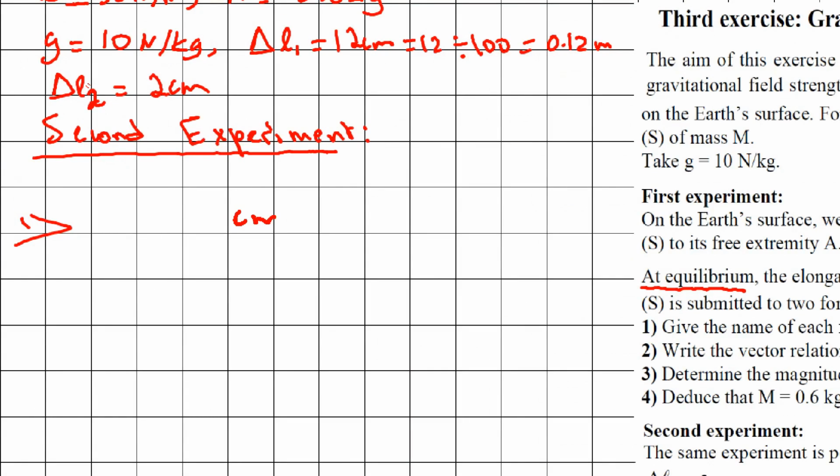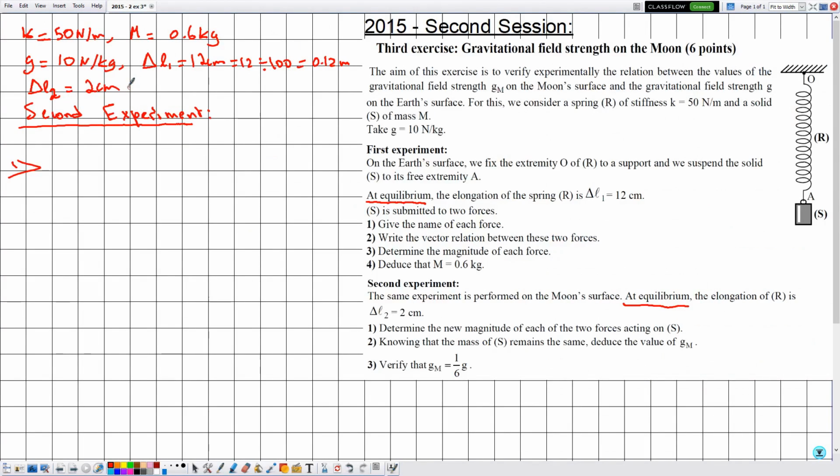Knowing that centimeter is not the SI unit of length, in order to convert from centimeters to meters, we simply divide by 100. Then 2 divided by 100. Then the value of the elongation delta L2 is given by 0.02 meters.